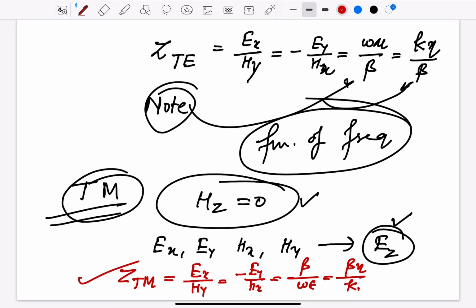So this is all for the TE, TM and TEM modes, and in the next class we'll see the waveguide. But before the waveguide, we'll try to see the parallel plate system, and then we'll define the proper waveguide things. Okay, thank you.